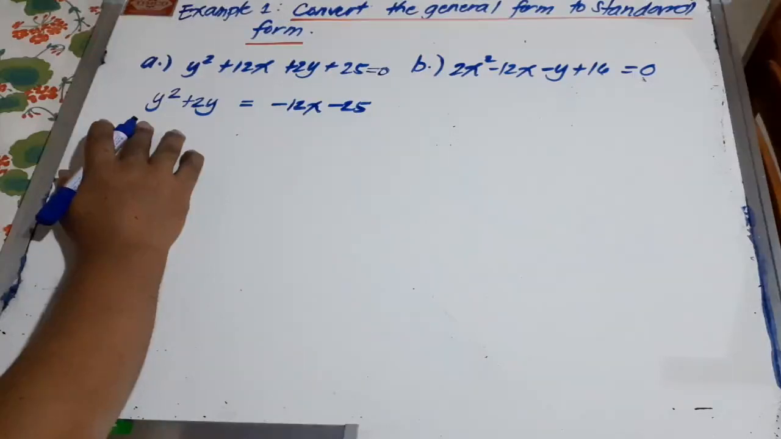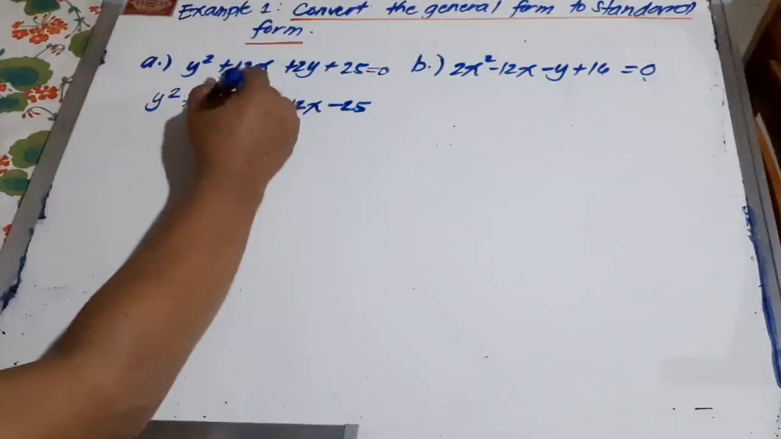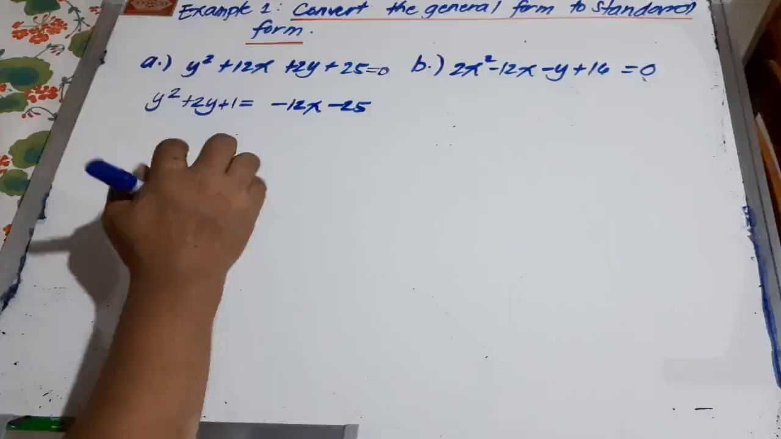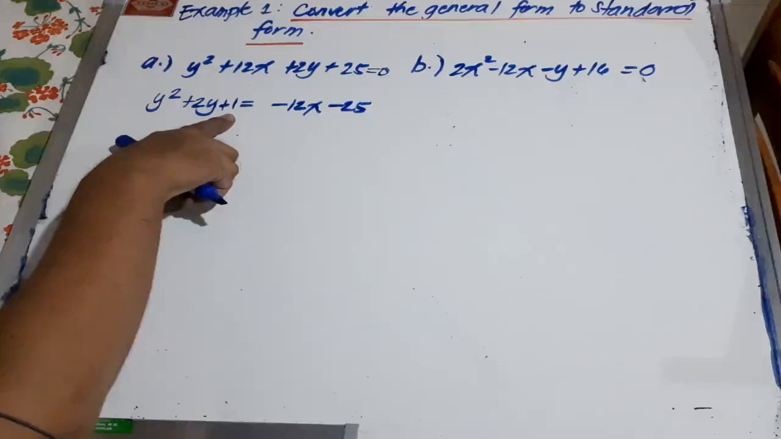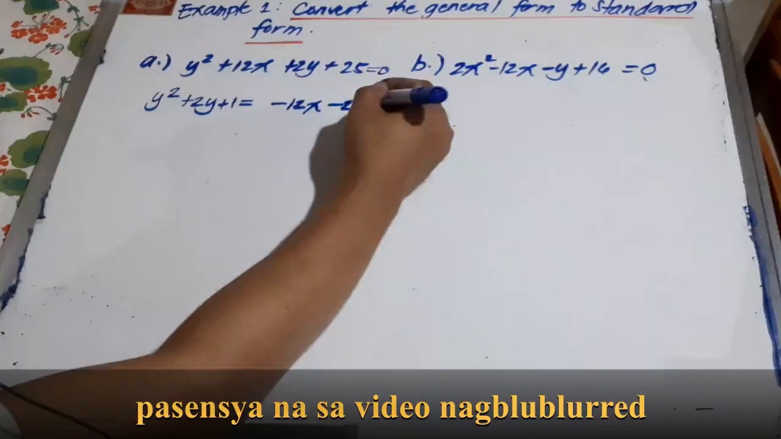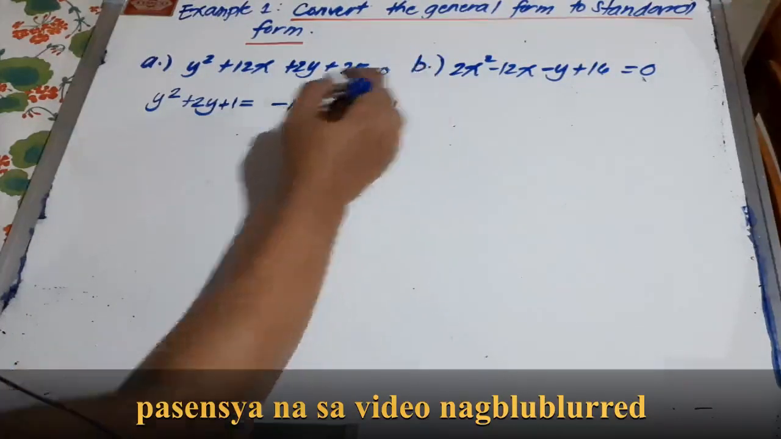By adding 1 to the left side. How did I obtain 1? I divided 2, the coefficient of y, by 2, and the result is 1. And I square the result. The square of 1 is 1, so I add 1. Okay, so I added 1 to the left side, and it should be added also to the right side of the equation.